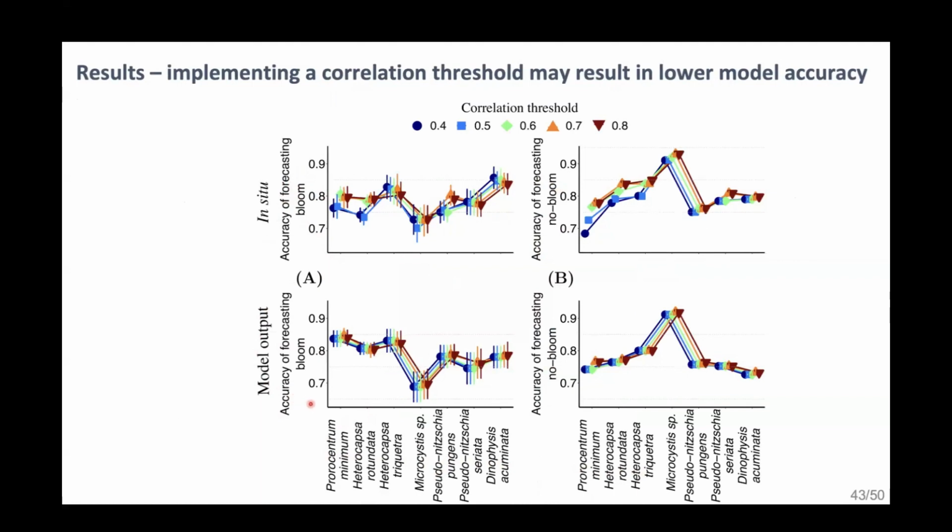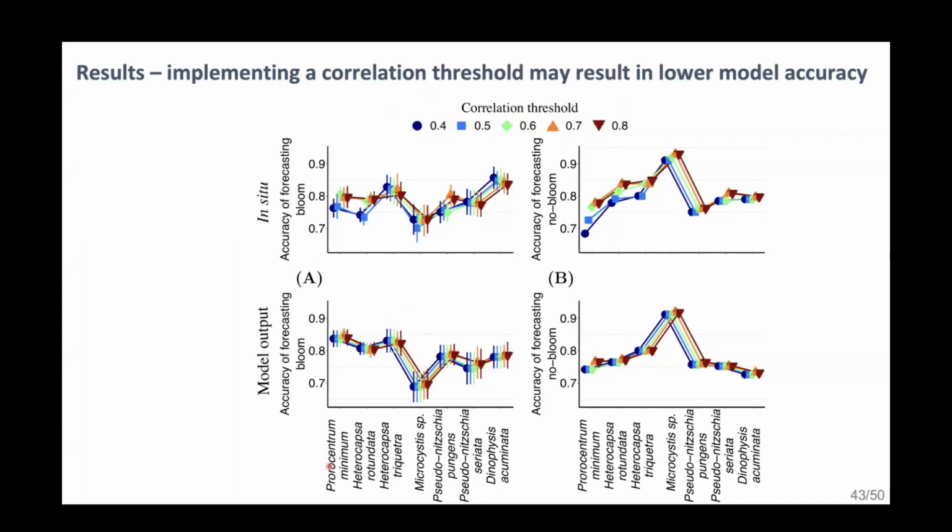And I think the most important result, first, what I have to mention is that I show the results when using a correlation threshold of 0.4 as done before, but I also show the results when I use a different correlation threshold of 0.5, 0.6, 0.7, and 0.8. And I think the main conclusion here is that removing correlations can result in a lowering of your model accuracy.